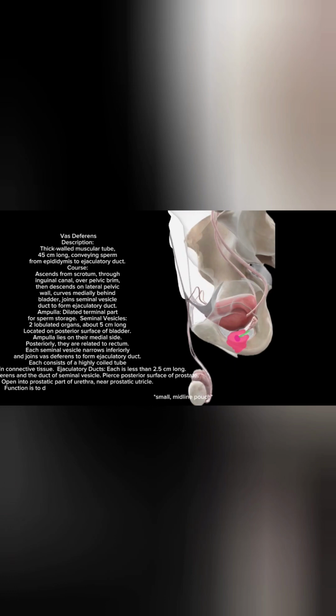Their function is to drain seminal fluid into the prostatic urethra. Prostate, a fibromuscular glandular organ surrounding the prostatic urethra, size 2 × 3 × 4 cm, weighs about 20 grams. Location: lies between the bladder neck and the urogenital diaphragm, enclosed by a fibrous capsule, cone-shaped with a base and an apex.